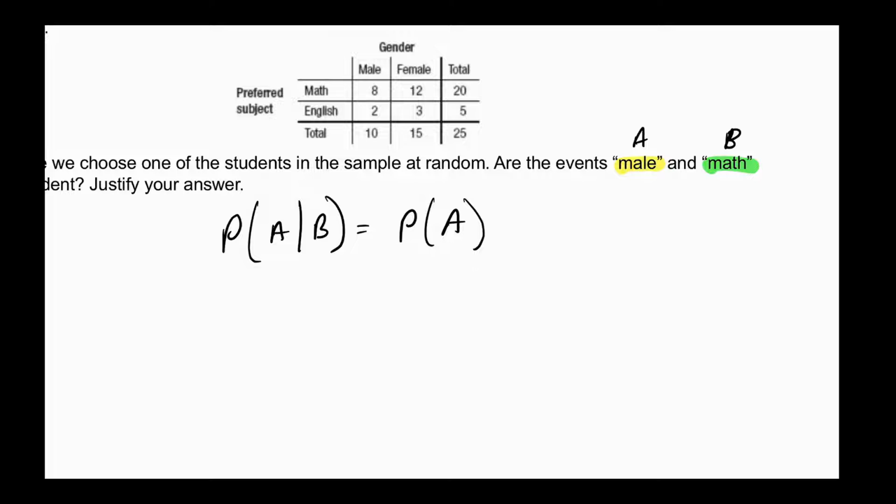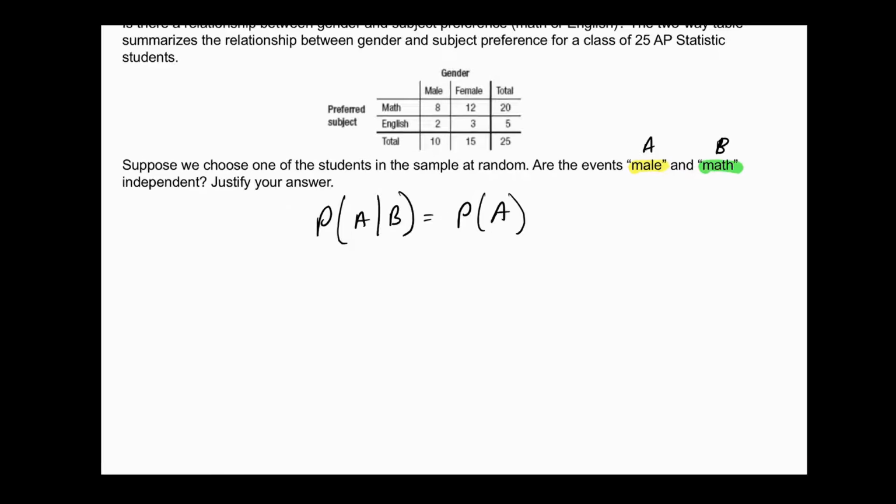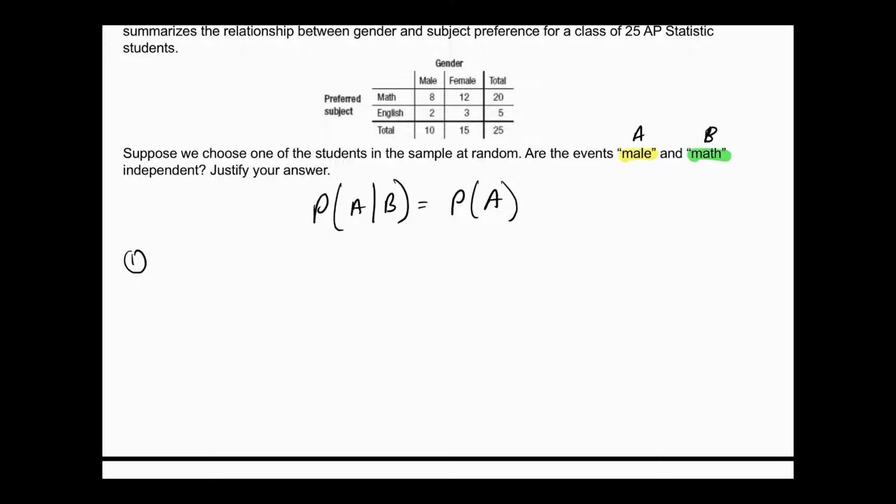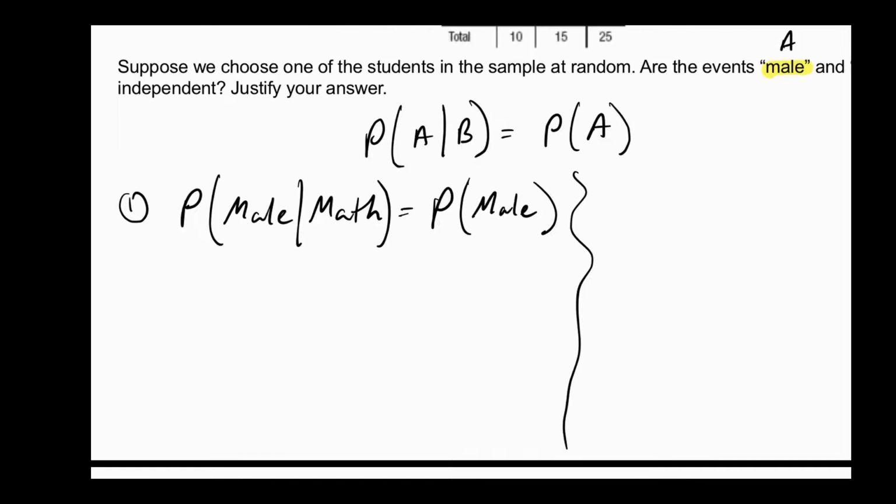Okay, so in other words, I'm going to do it two ways. The first way I'm going to do it is the probability, I'm saying male is A, math is B, and I want to see if that's the same as the probability of male.